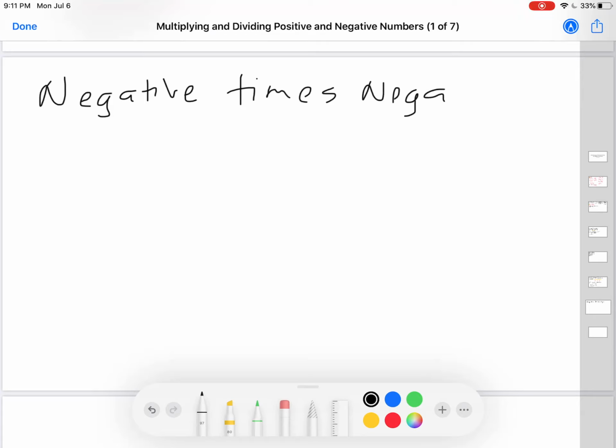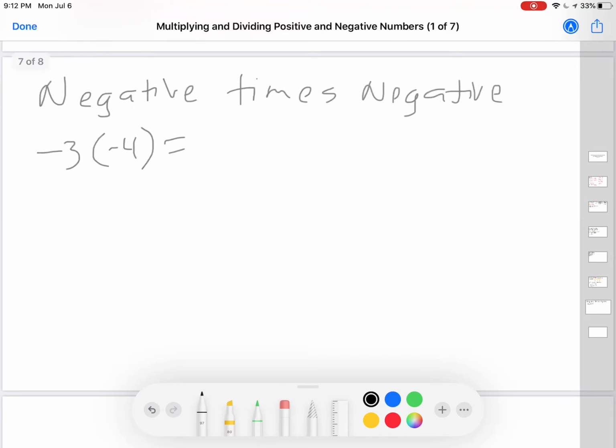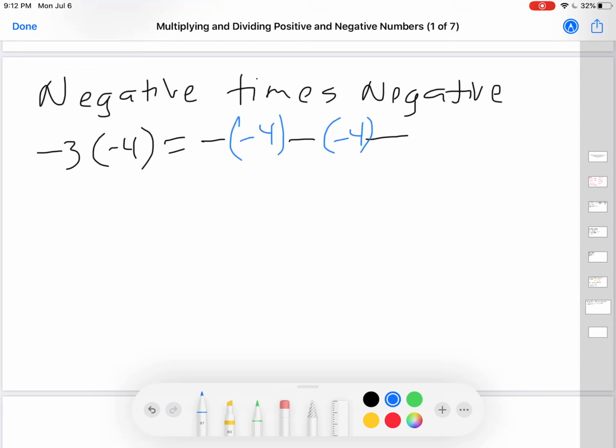Negative times negative. So, it would be negative 3 times negative 4. Okay, here's the coefficient. Is it negative or positive? That coefficient is negative. Are we going to be adding or subtracting? We're going to be subtracting because the coefficient is negative. See? The coefficient is negative, it's repeated subtraction. So, minus, minus, minus. But what number are we subtracting? We're subtracting negative 4. So I have to put negative 4s in those spaces.